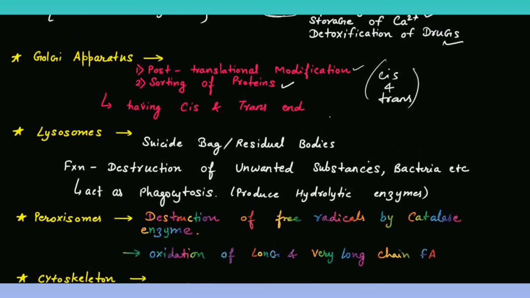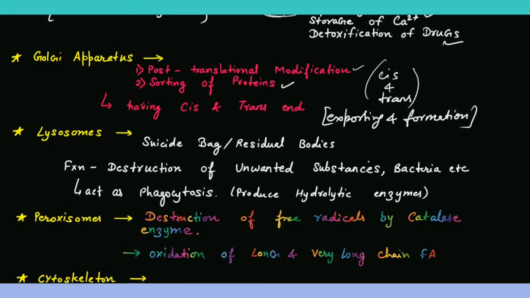One important point you can remember is that its functions are exporting and formation. In the options they will give you something like that. So exporting and formation are functions of the Golgi apparatus, along with sorting of proteins and post-translational modification. These are the functions of the Golgi apparatus.